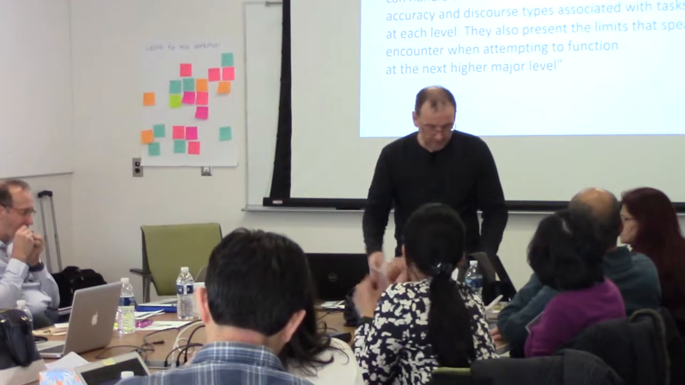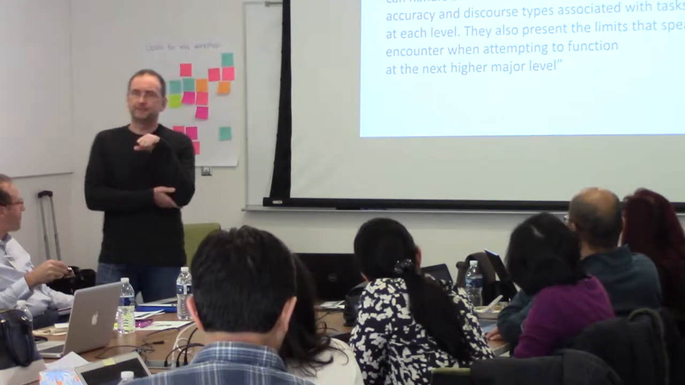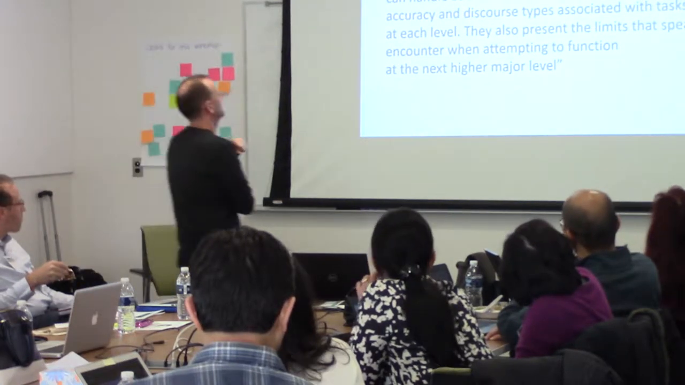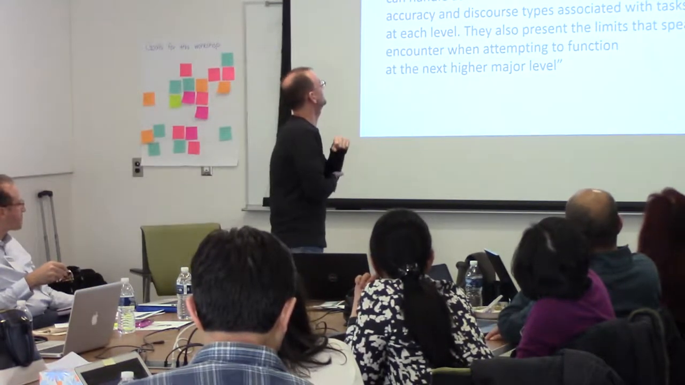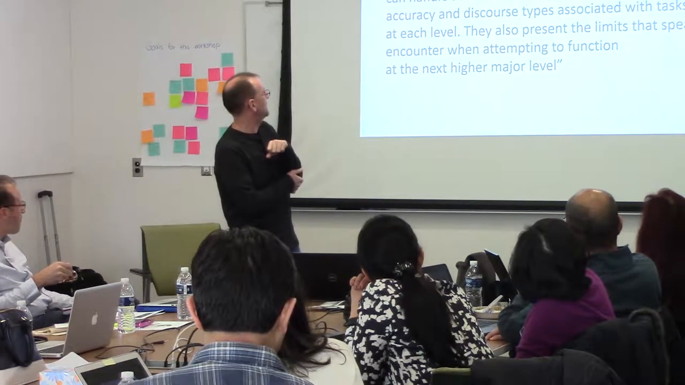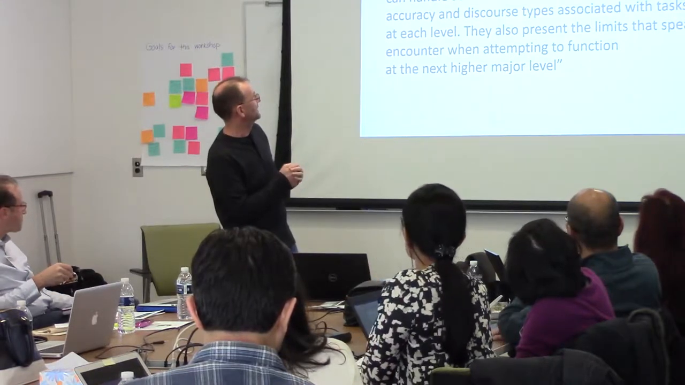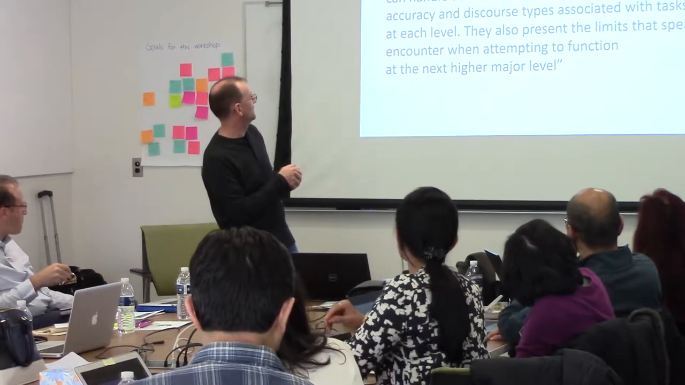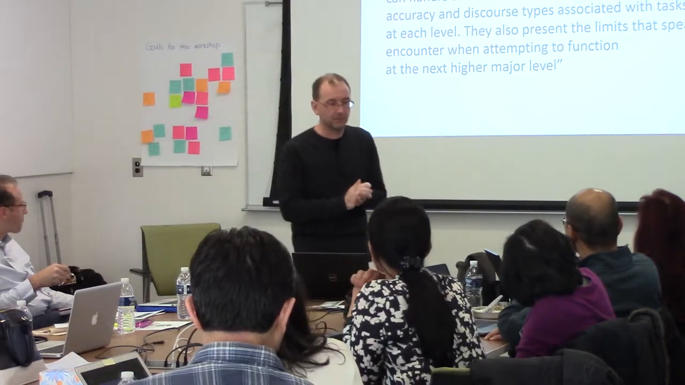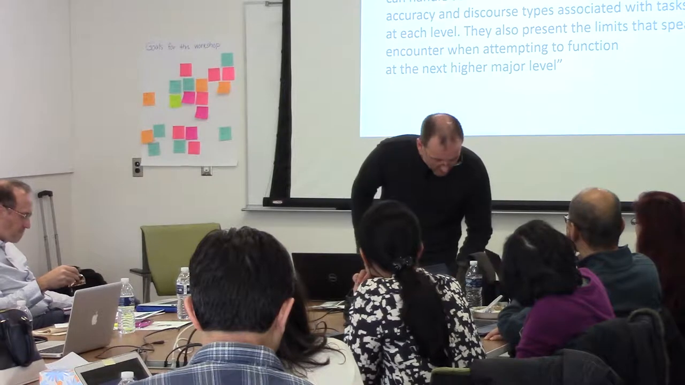So first of all, what are they? It's ACTFL's own description of what the proficiency guidelines are. The guidelines describe the tasks that speakers can handle at each level, as well as the content, context, accuracy, and discourse types associated with tasks at each level. They also present the limits that speakers encounter when attempting to function at the next higher major level. It's from the 2012 guidelines.